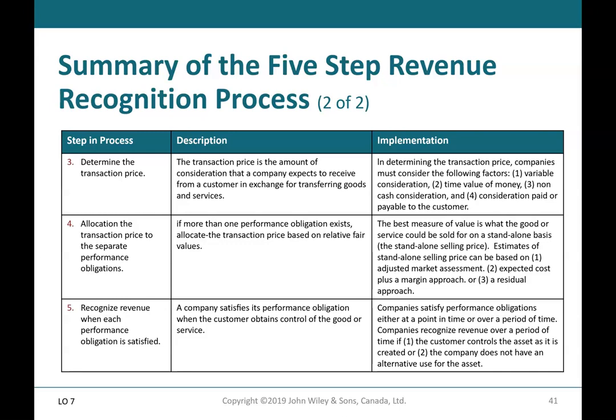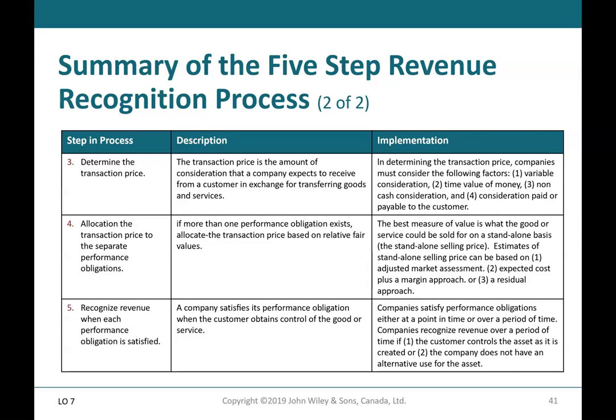Step and process 4: Allocate the transaction price to the separate performance obligations. Description: If more than one performance obligation exists, allocate the transaction price based on relative fair values. Implementation: The best measure of value is what the good or service could be sold for on a standalone basis, the standalone selling price. Estimates of standalone selling price can be based on 1. Adjusted market assessment, 2. Expected cost plus a margin approach, or 3. A residual approach.